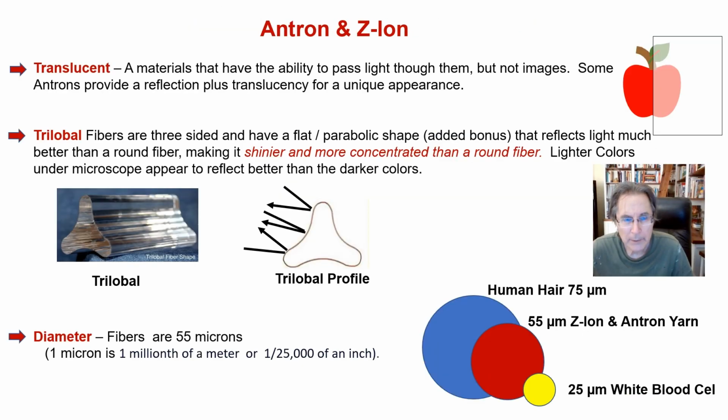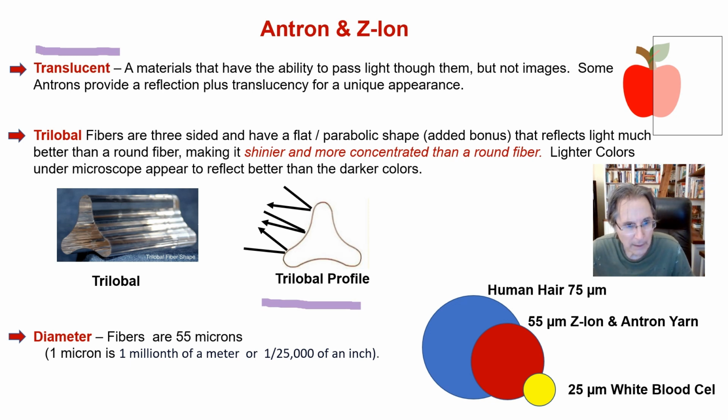So based on that liquid polymer that they start out with, that's what gives the fibers their translucency. And that is that light can pass through, but not the actual image. And the biggest thing with the die that we had talked about is this trilobal profile. And what the trilobal profile does is give us that sparkle in the yarn, both on Z-lon and Antron. And it actually looks just like this, except it's 55 microns across.